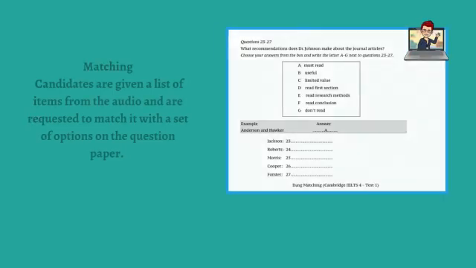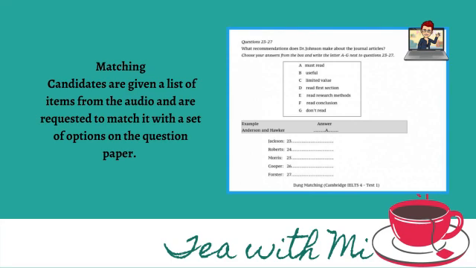Okay? Then, of course, we go to matching. Here, guys, you are given a list of items from the audio, okay, and are requested to match it with a set of options. So matching is basically connecting letters to numbers. Pretty simple way to understand this, okay? The set of options might be criteria of some kind.